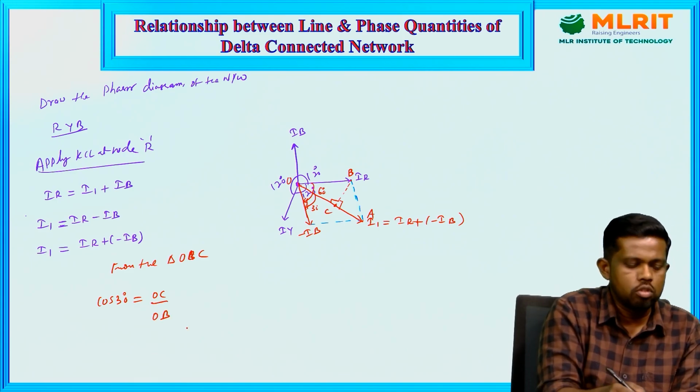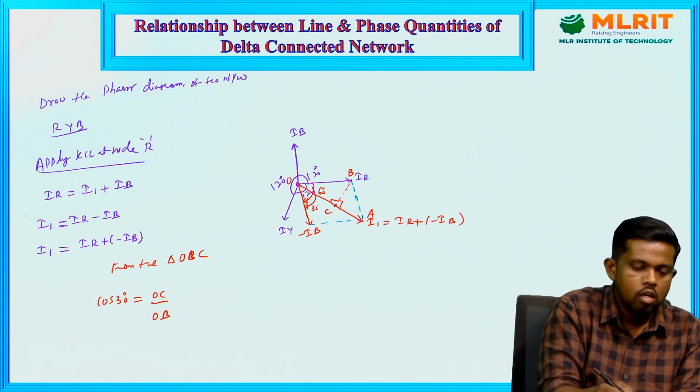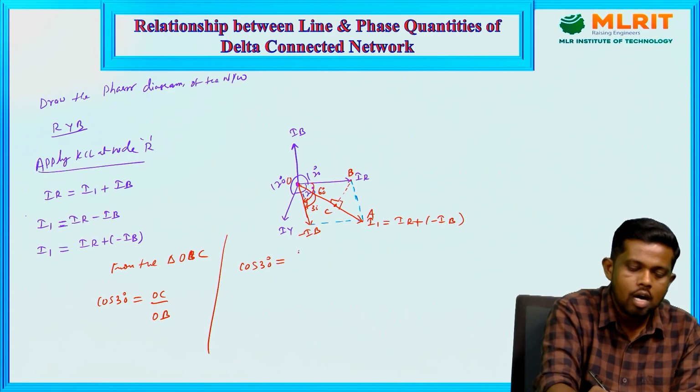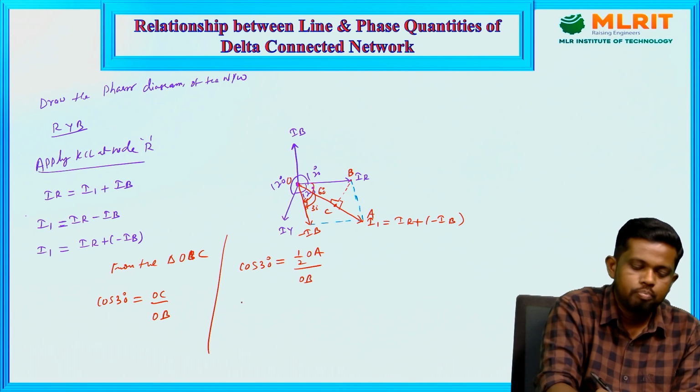OC upon OA. Sorry, OC upon OB. So based on this we need to find the cos 30 value. Then cos 30 equals OC, which is half of OA, divided by OB.